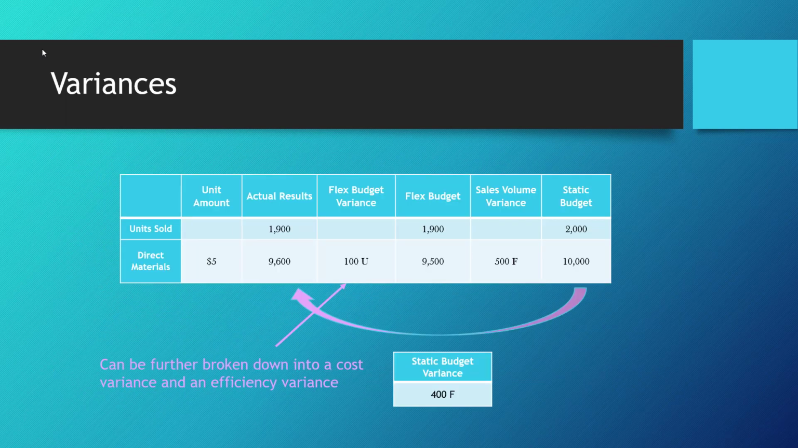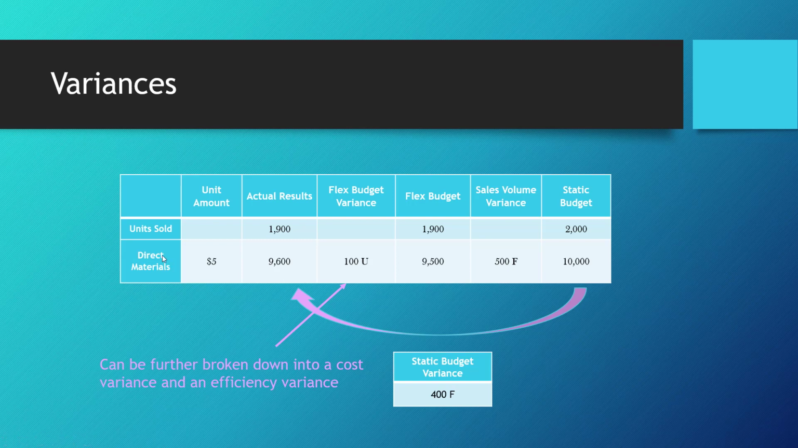In numbers, to make it a little more practical here, let's say we had a product and we budgeted originally to sell 2,000 units of that product. We also budgeted that each one of those units was going to cost us $5 in material, and therefore to make those 2,000 units, which we were going to sell at $5 apiece, would have cost us a total of $10,000 in materials. What actually ended up happening is we made and sold 1,900 of these units, and it actually cost us $9,600.